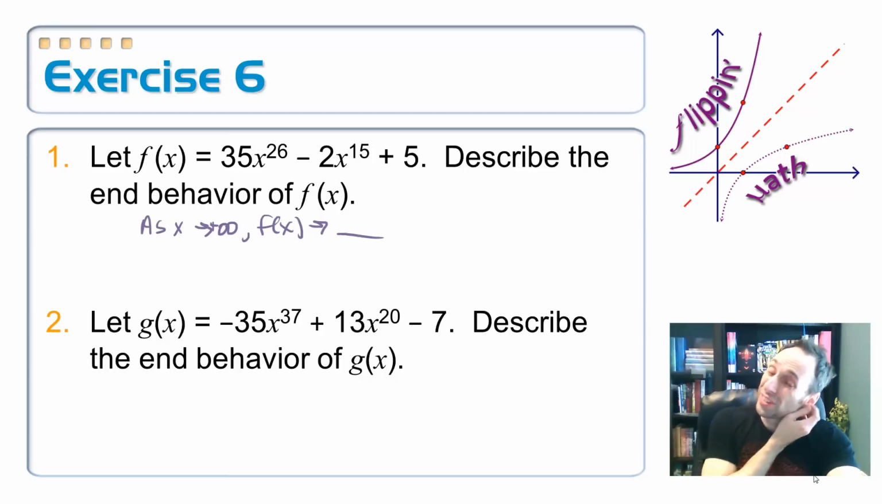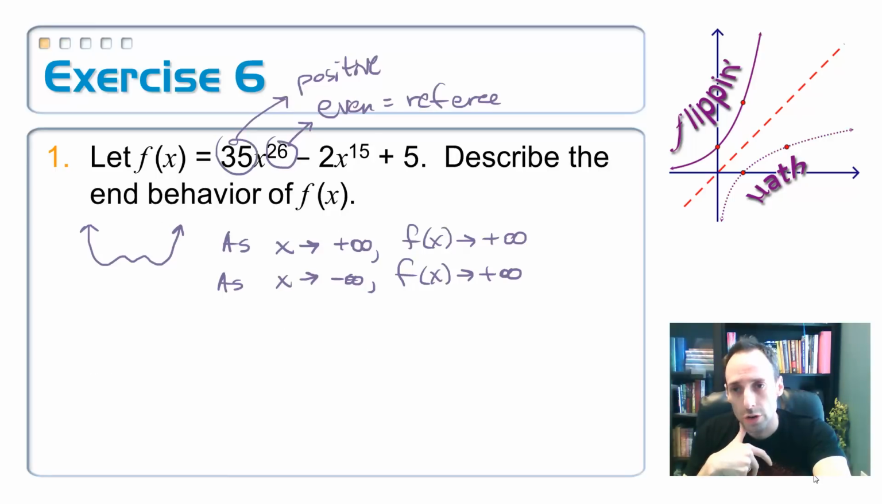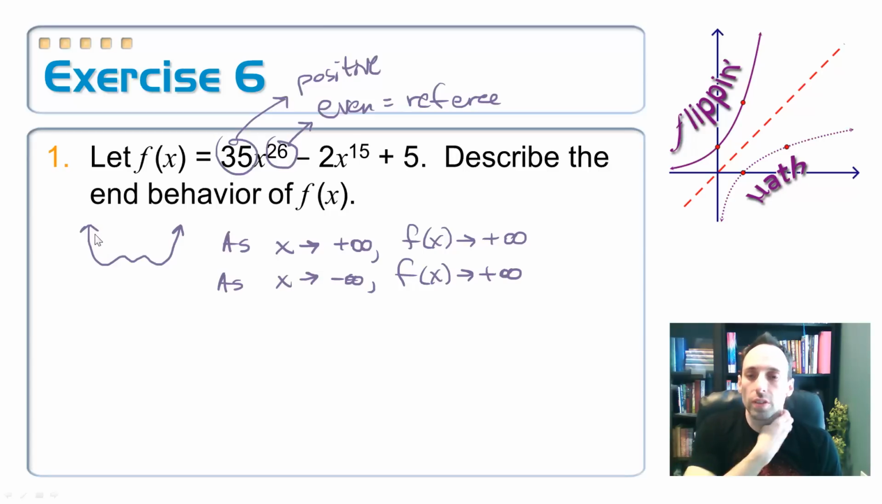Alright, I decided there wasn't enough space to work here, so I put the answers right over here. On the first one, my highest degree, 26, is even. That means it's a referee, and it's going upwards because it's positive. So I drew myself a little sketch there. I don't care what's going on with the little humpy things in the middle. I only care about the ends. So as x goes to positive infinity, this one's going up to positive infinity. As x goes to negative infinity, this one's also going up to positive infinity.